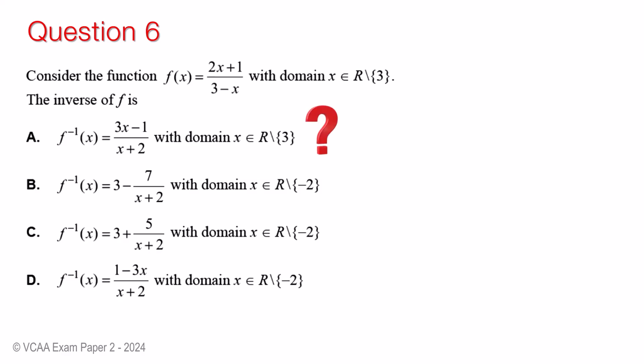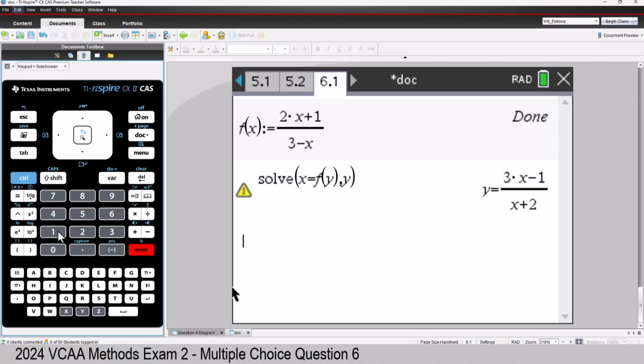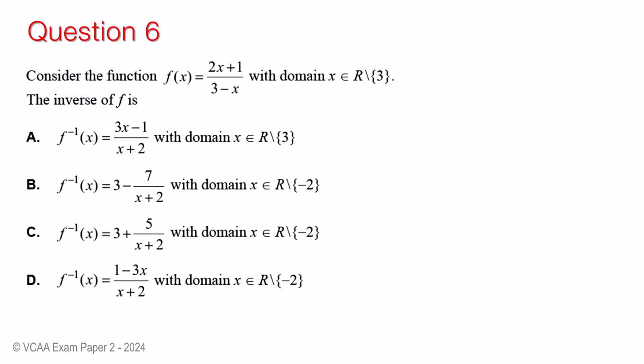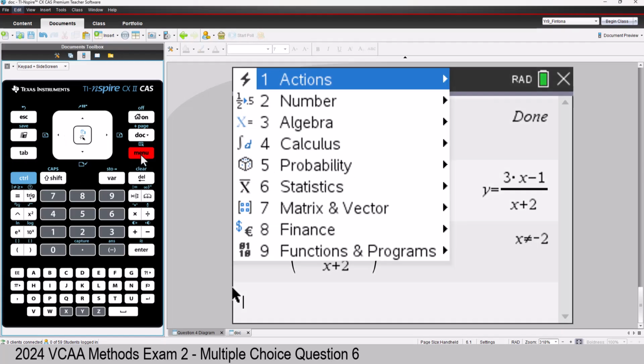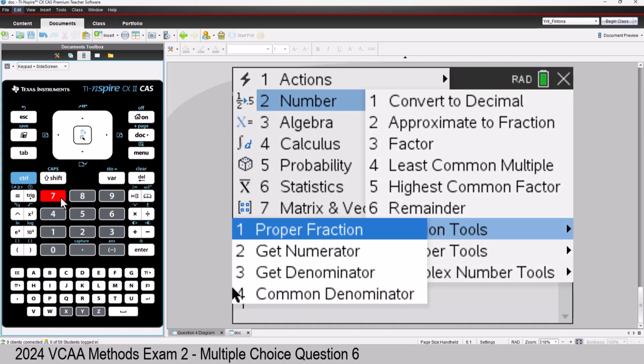Recall tip number 1, examiners know the types of mistakes that you're likely to make. The device in your hand is called a calculator, not a thinkulator. So have a look at the domain restriction for option A. It doesn't look quite right. The domain restriction should indicate that x cannot equal negative 2, which aligns to options B, C and D. So let's try and express our answer as a proper fraction.